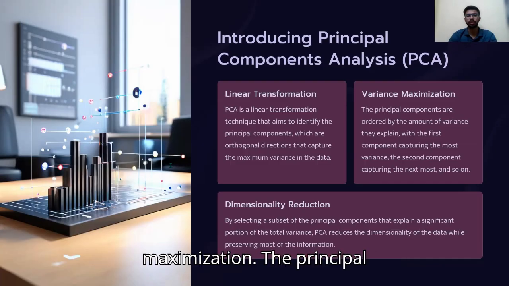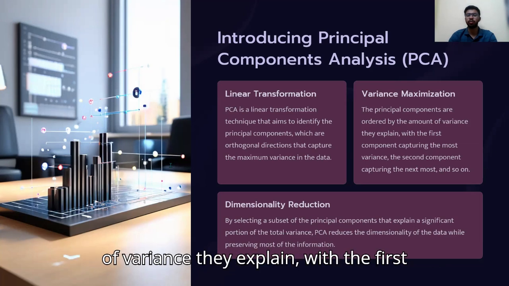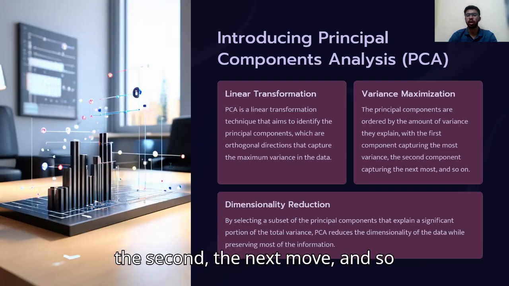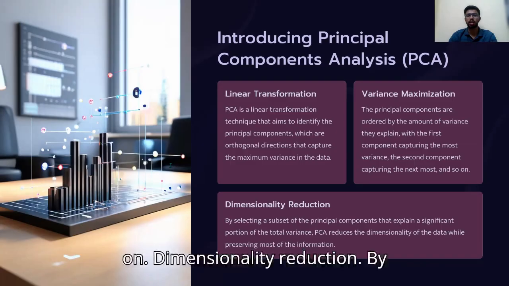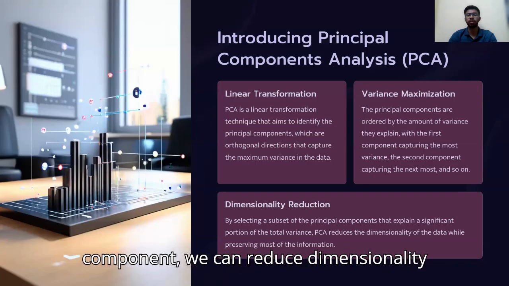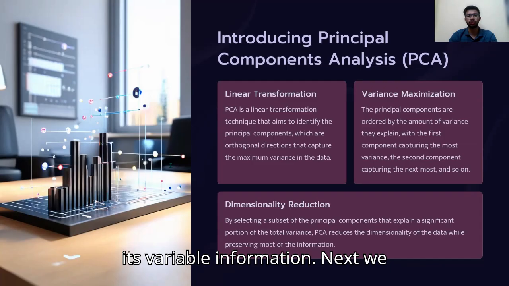Variance maximization. The principal components are ranked based on the amount of variance they explain, with the first component capturing the most variance, the second the next most, and so on. Dimensionality reduction. By selecting a subset of principal components, we can reduce the dimensionality of the data while retaining most of its valuable information.